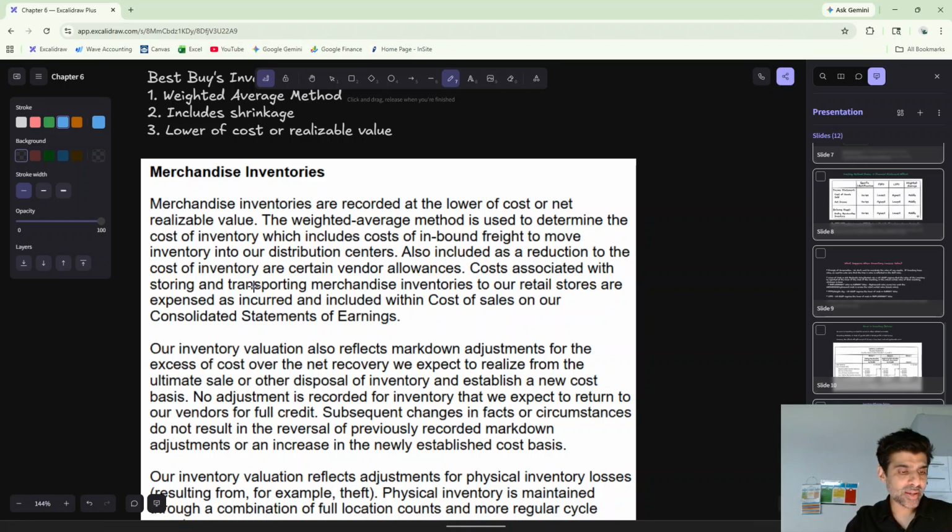Costs associated with storing and transporting merchandise inventory to our retail stores are expensed as incurred and included within cost of sales. So within cost of goods sold is that piece of freight between their distribution center and their retail stores. That's a little piece of information that is probably not so material. It's such a small percentage of the total cost of goods sold. But it could be relevant, depending on if you work for a competitor and you're trying to compare your business against Best Buy and see how your margins stack up.